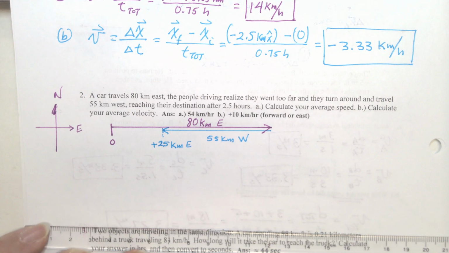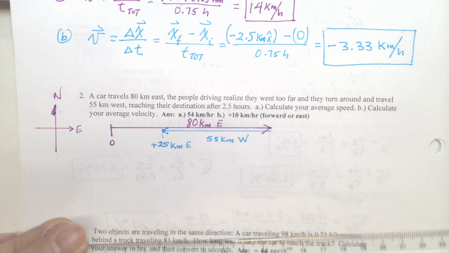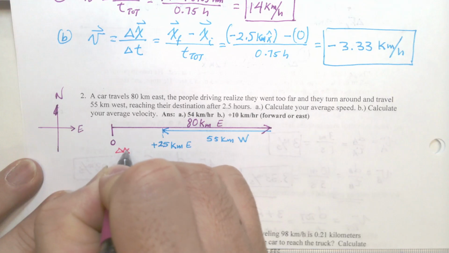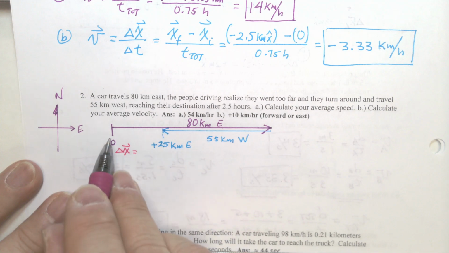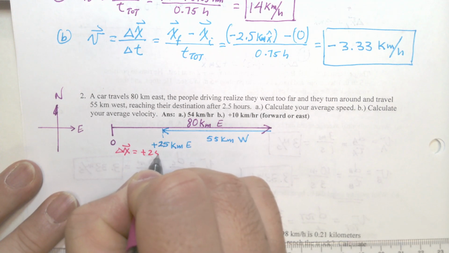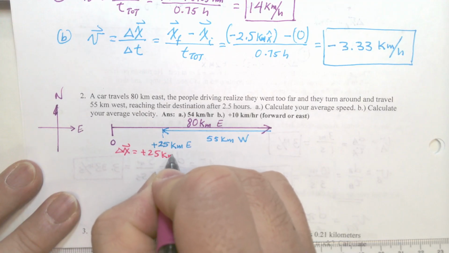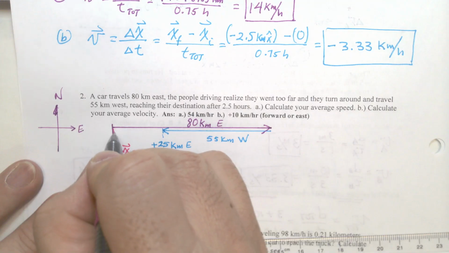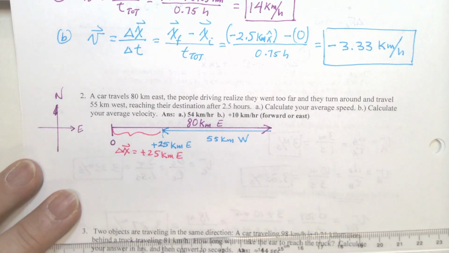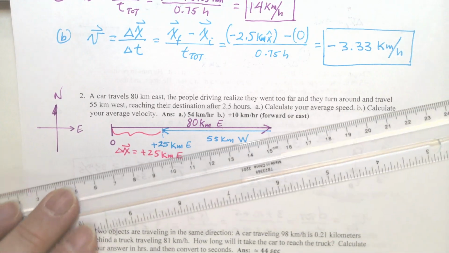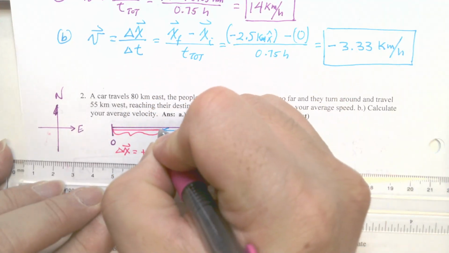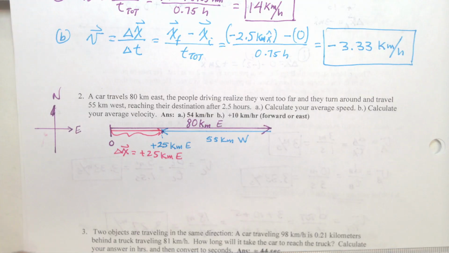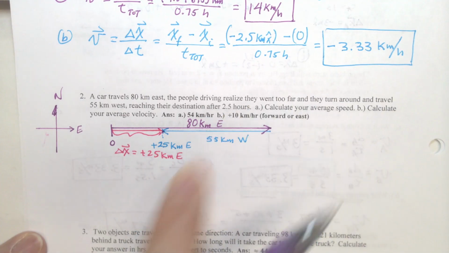Therefore, we can now say the change in position is equal to simply positive 25 minus 0. So this is your delta x, and your delta x is from here to here. All right, so let's take a look at part A. Part A, it basically takes 2.5 hours for the total trip.